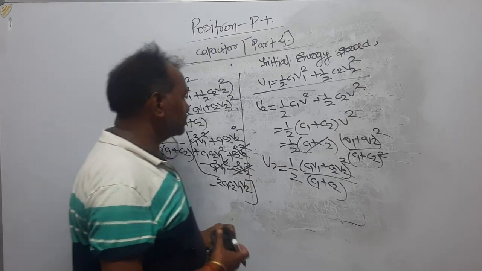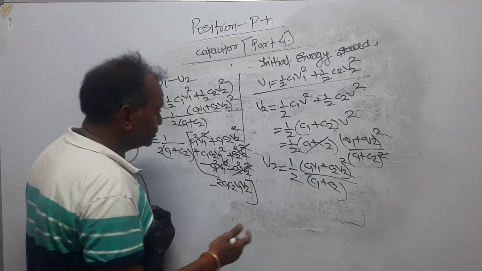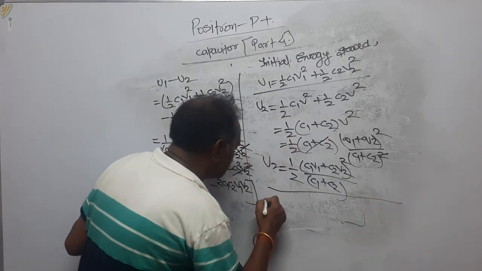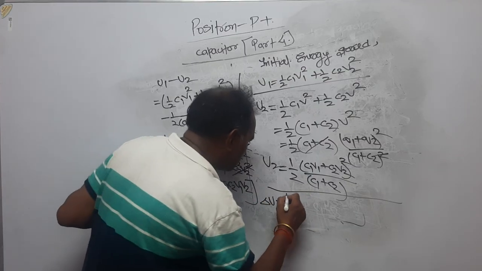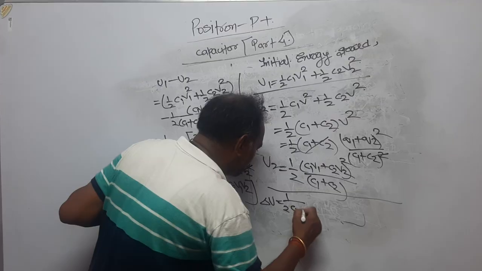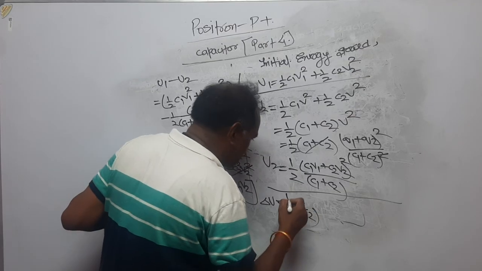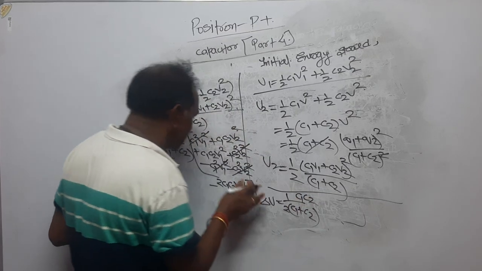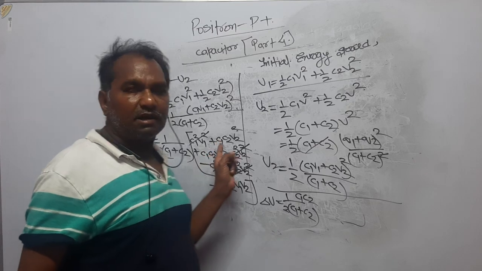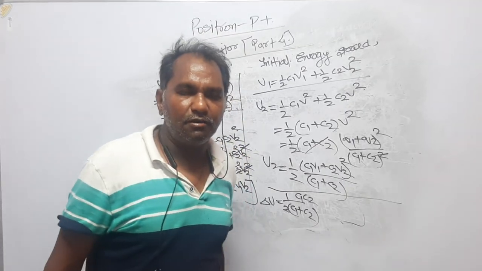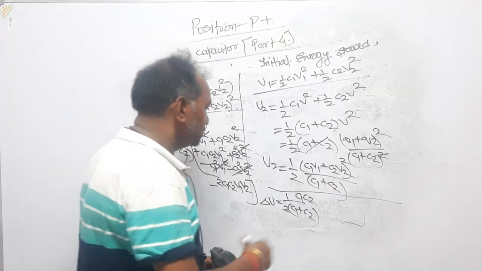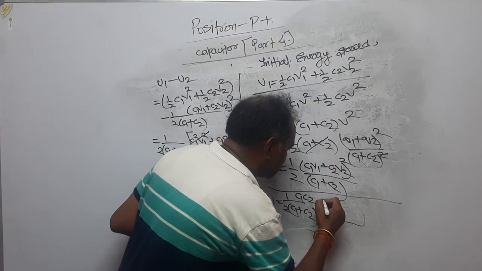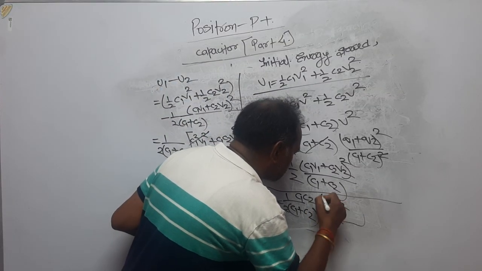Or you can write this term, I am writing here please, delta U is equal to half C1 plus C2, and here C1 C2 I have taken common. So the remaining part here in the bracket will be V1 square plus V2 square minus 2 V1 V2. So it is V1 minus V2 whole square.